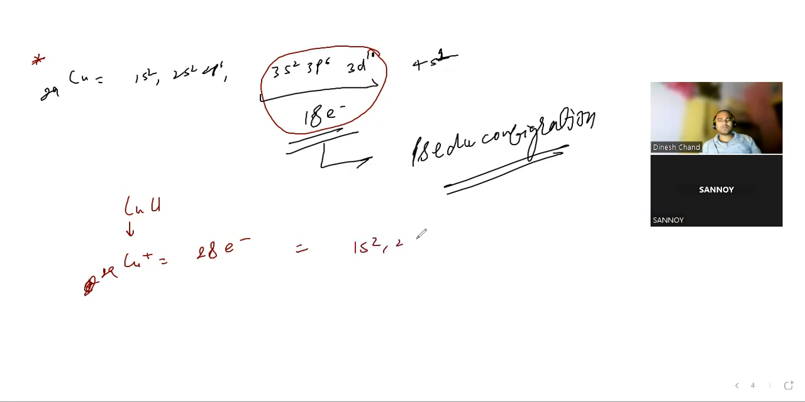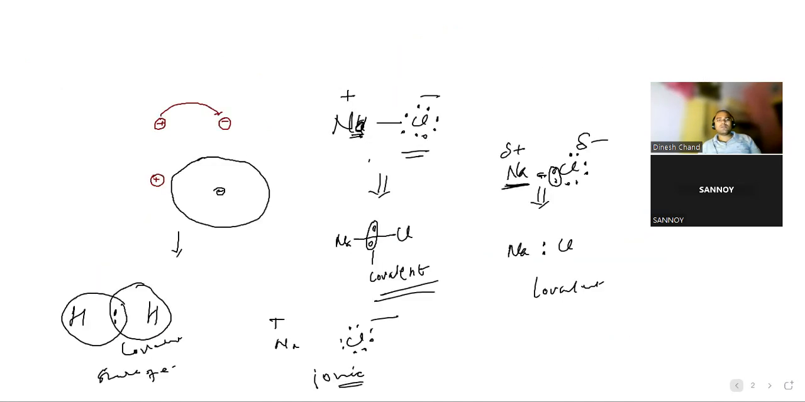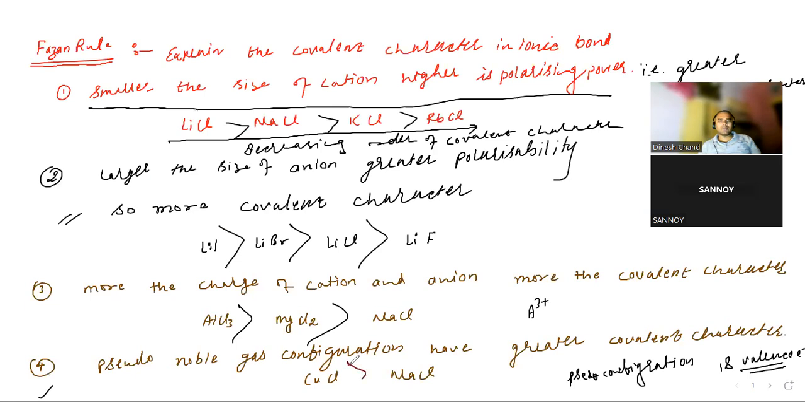So 28 electrons means what? It is going to be 1s2, 2s2, 2p6, then 3s2, 3p6, 3d10. This electron is gone. So 3d10 means how many valence electrons? 18 valence electrons. Are you able to understand? Sir, understood. 18 valence electrons is called pseudo configuration. In this case, its polarizing power is very high. So once its polarizing power is high, it will have more covalent character, right? The order will be like that.